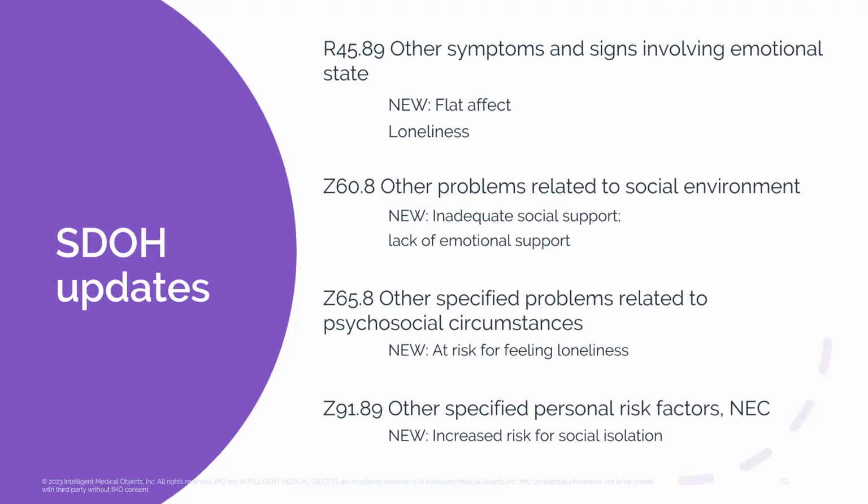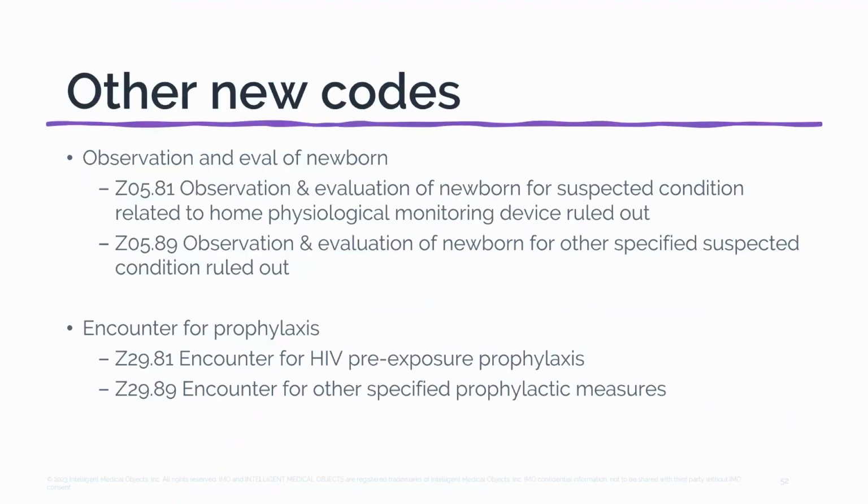The final Chapter 21 code changes we will review are related to observations and HIV. Z05.81 was implemented to capture cases where a newborn who has a home monitoring device, like an apnea or bradycardia device, is brought in for an examination due to an alarm from the monitor. In some cases, these monitors do create false positives where after the examination there is no clinical finding. This code will provide specificity around the reason for encounter where suspected conditions have been ruled out after the exam.